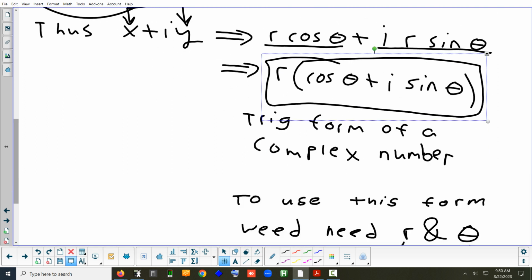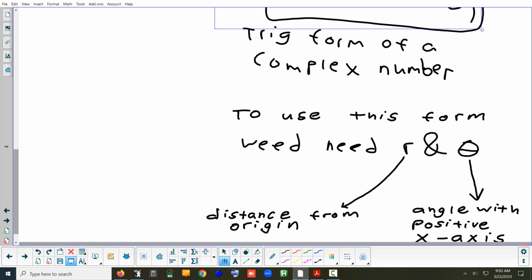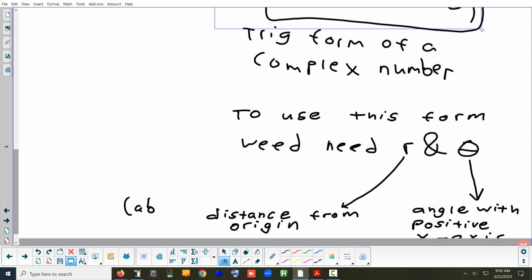So to use that form, you need to know two things. You need to know the r, and you need to know the theta. So r is the radius. It's the distance from that point to the origin. What did we just learn in the last problem that calculates r? What did we call it? The absolute value. Exactly. So r is the distance from the origin, which is really the absolute value. That's how you find r.